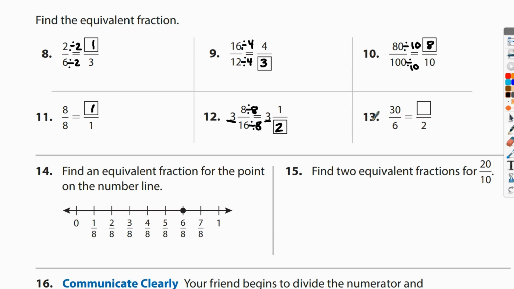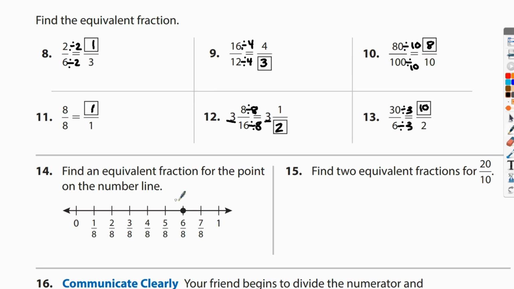Let's take a look at number 13. In order to have a 6, I have a 2 here. I would have had to divide 6 by 3 to get that 2. So I have to divide the 30 by 3 as well. 30 divided by 3 is going to give me 10. So my equivalent fraction is 10/2.